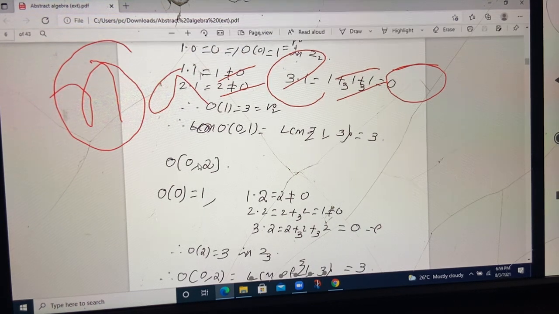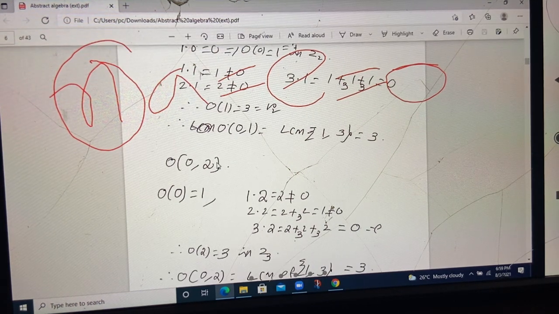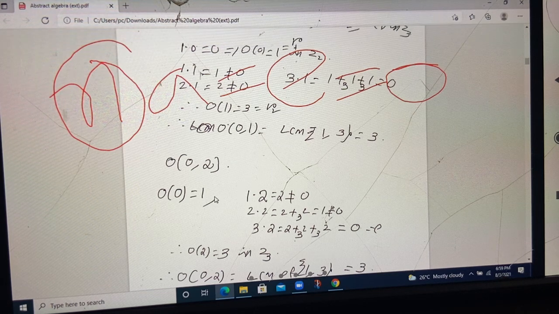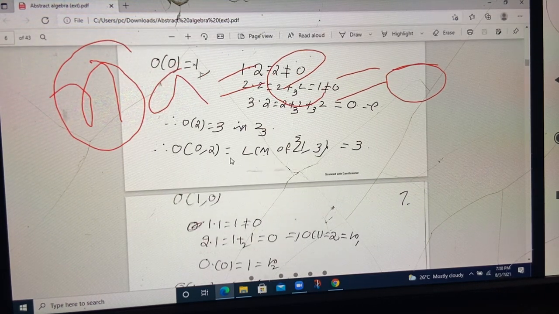Next, the order of (0, 2). The order of 0 is 1. What is the order of 2? The second element we have to find in Z3, and the first element in Z2. 1 into 2 is 2, which is not 0. 2 into 2 is 2 plus 2, which is 4, which is 1, not 0. 3 into 2 is 2 plus 2 plus 2 under modulo 3, which is 0. So the order of 2 is 3 in Z3. So what is the order of (0, 2)? The LCM of 1 and 3, which is 3 itself.